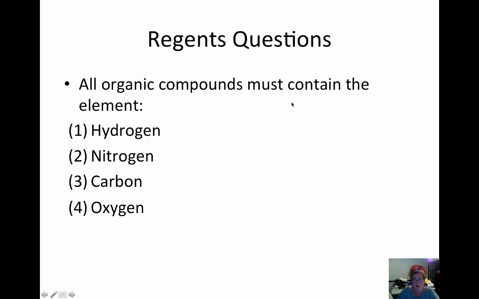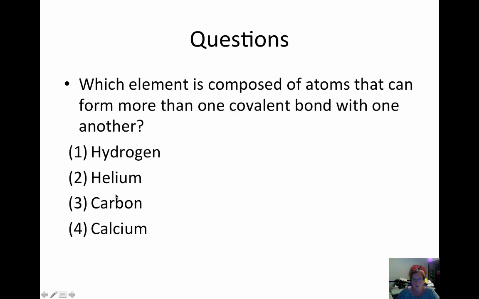All organic compounds must contain the element... So in order to be considered organic, it must contain carbon. Carbon is the basic structure of organic compounds. Which element is composed of atoms that can form more than one covalent bond with one another? That would also be carbon. Carbon can have a single bond, a double bond, or a triple bond, so that would be more than one covalent bond.